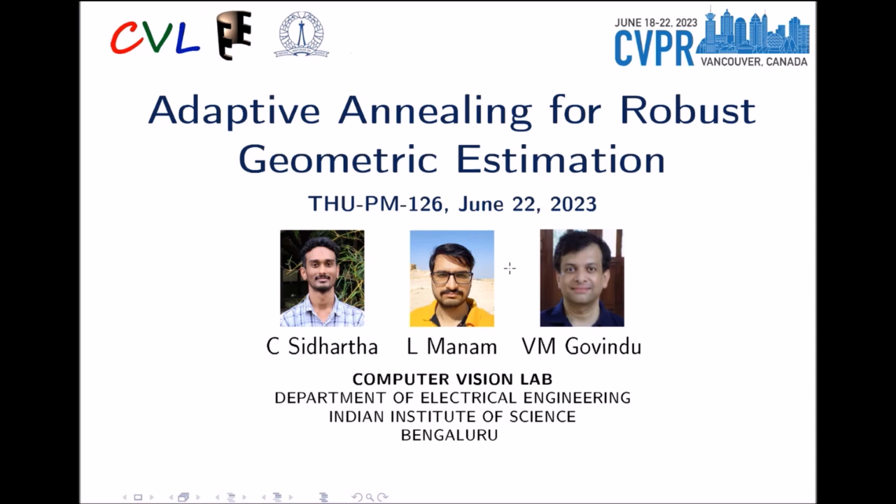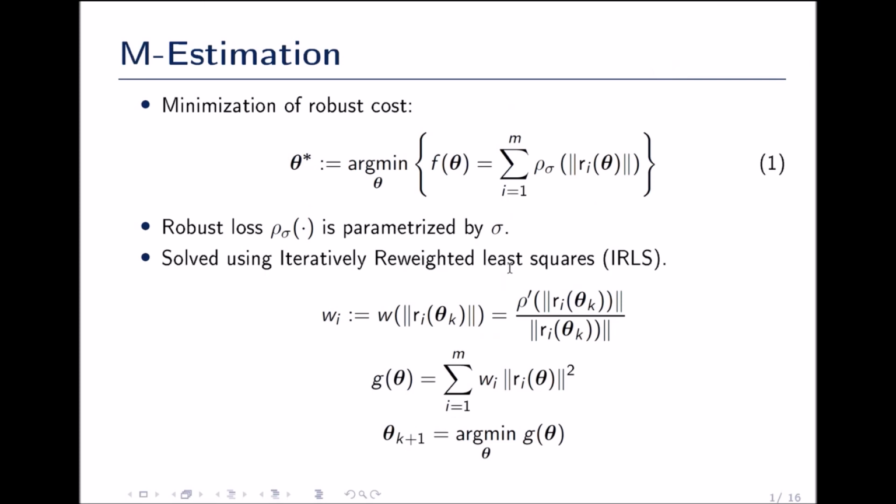I'll be presenting our work titled Adaptive Annealing for Robust Geometric Estimation, co-authored with L. Manam and VM Govindu. M estimation is one class of parameter estimation methods in the presence of outlier data. In M estimation, we minimize the robust cost parameterized by the parameter sigma to solve for the variables theta, as shown in equation 1.